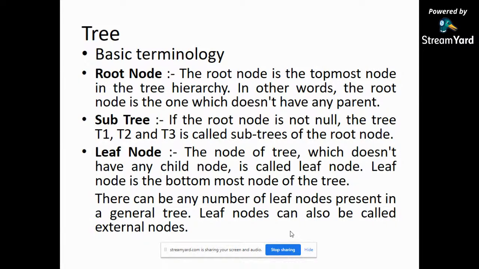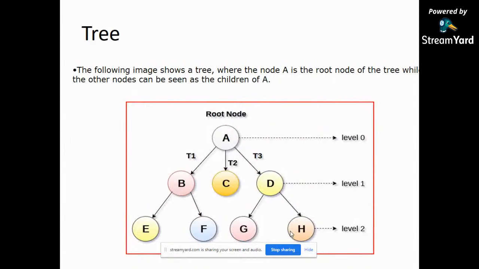Leaf node is the bottommost node of the tree. There can be any number of leaf nodes present in a general tree. Leaf nodes can also be called external nodes. So now we have external nodes as well as internal nodes.